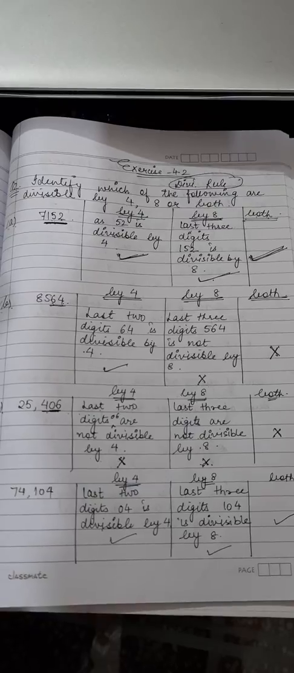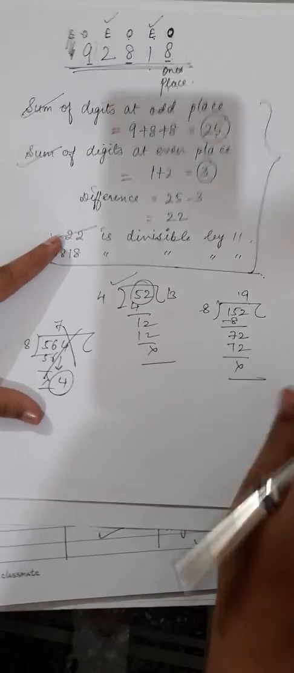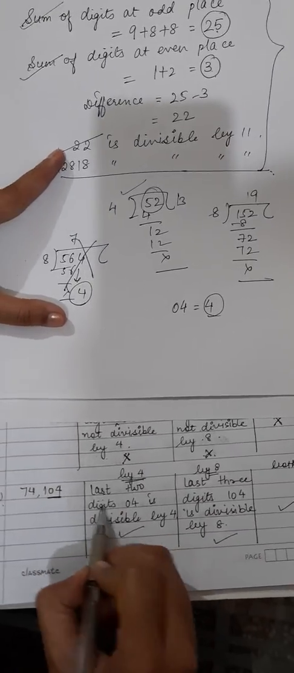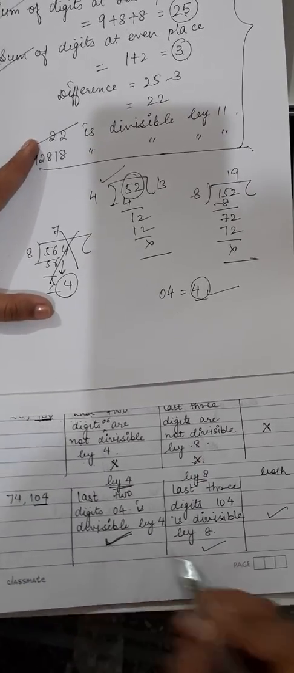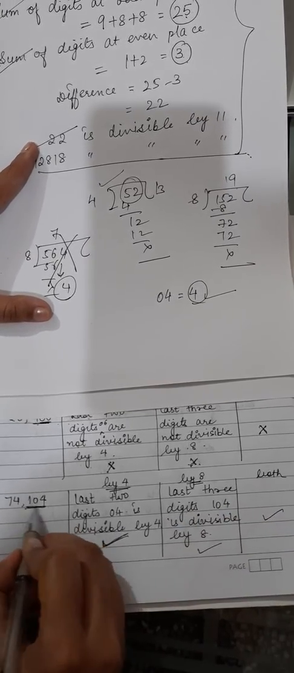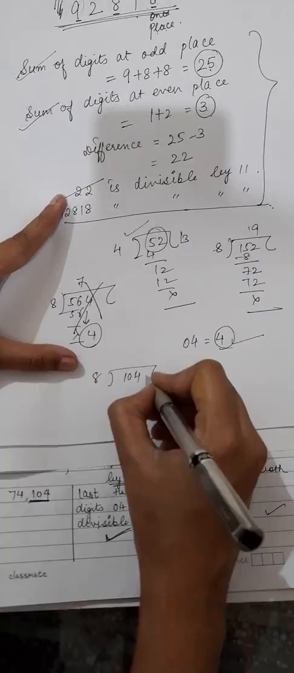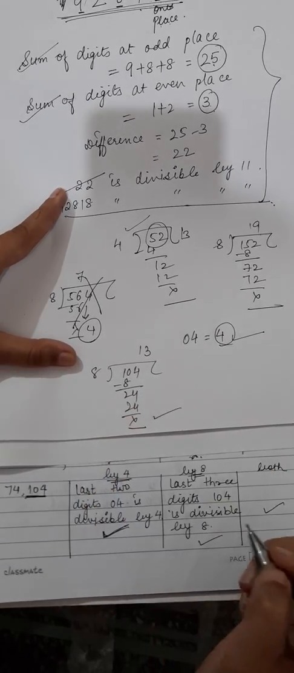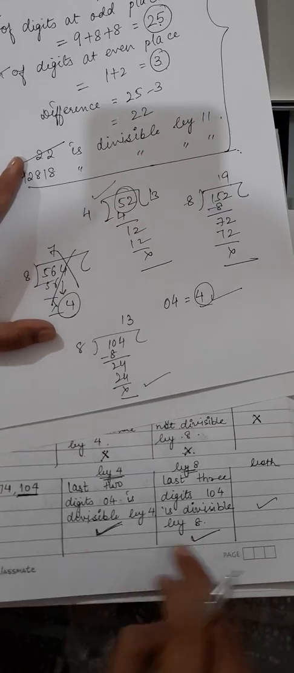And the last part, D part, is 0, 4, last 2 digits. Now if I write 0, 4, this 0, 4 means 4. I have taken the last 2 digits 0, 4. 4 is divisible by 4, so I have placed here a tick. By 8 I am going to check the last 3 digits, 104. I am going to divide 104 by 8. 8 ones are 8, 24 is coming, 8 threes are 24. So yes, it is divisible. So the last 3 digits 104 are also divisible by 8. Put a tick. For both it is divisible, so for both I am also going to place a tick.